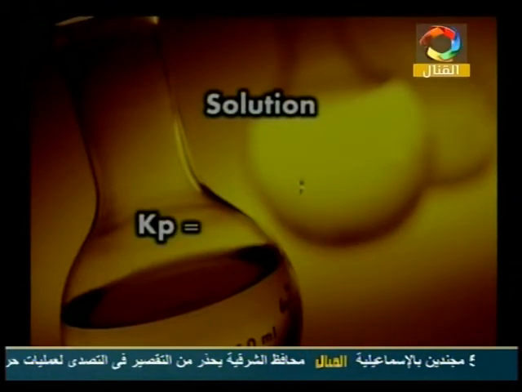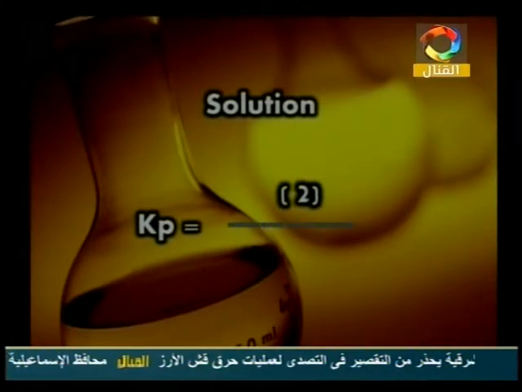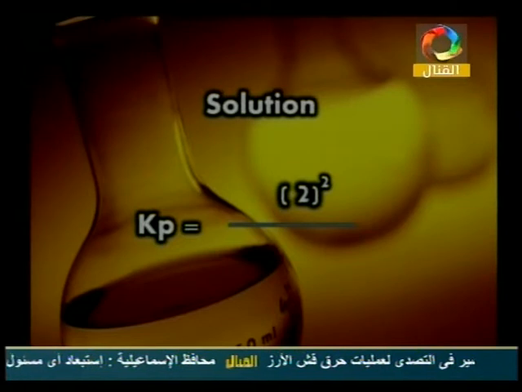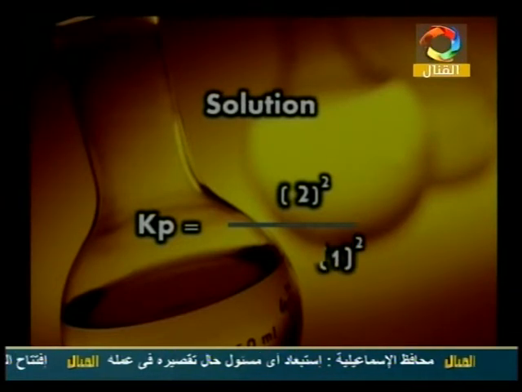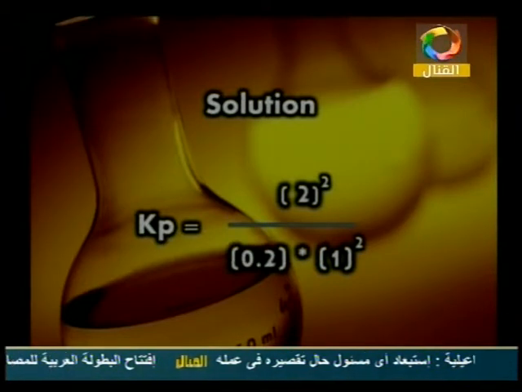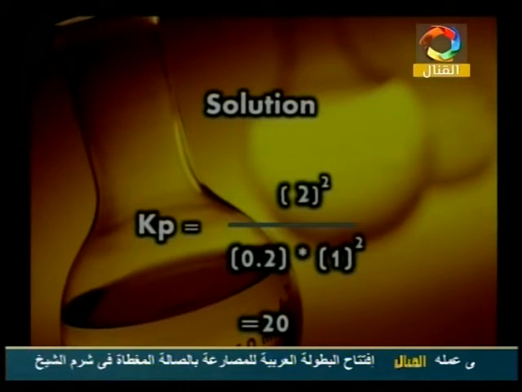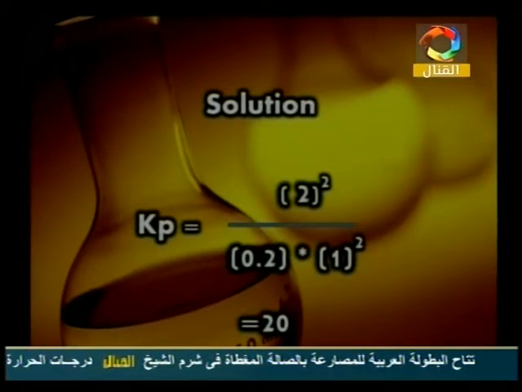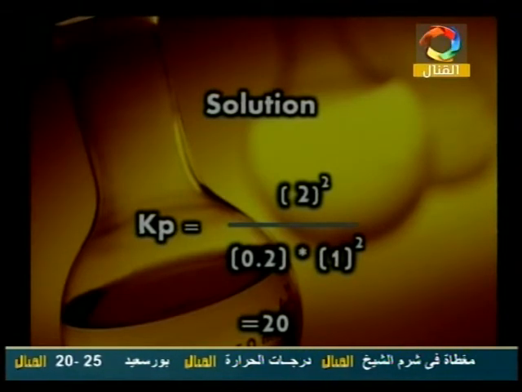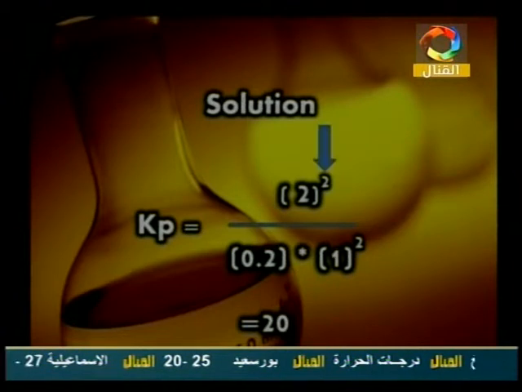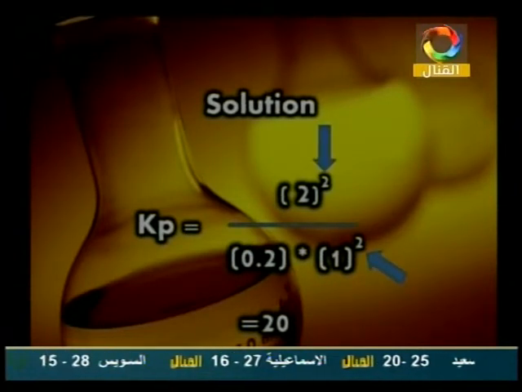Solution. Kp for the other one: 2, yes, divided by, yes, this is 2 to the power 2, divided by the reactants, it means 0.2 by 1 to the power 2. The result for this case equals 20. It's very easy to find the equilibrium constant. My lovely students, it's very easy to catch this example. Another one, 2 for up, 2 for up, it means don't forget the power.